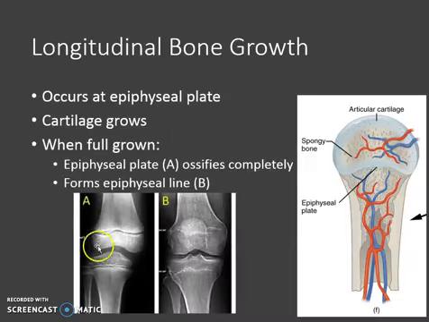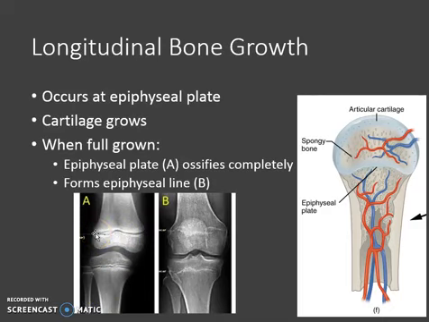So if we take a look at this epiphyseal plate here, these are x-rays, and in the x-ray on the left, you can really clearly see the epiphyseal plate. This is the diaphysis of the femur, and this is the epiphysis of the femur. This is the epiphysis of the tibia, and this is the diaphysis of the tibia, and then you've got your fibula over here. So this cartilage here is a growth plate.